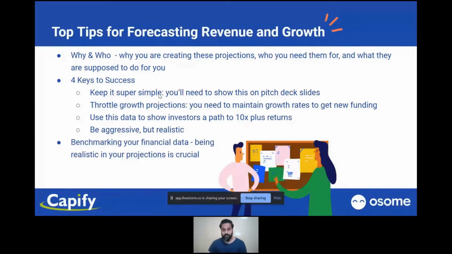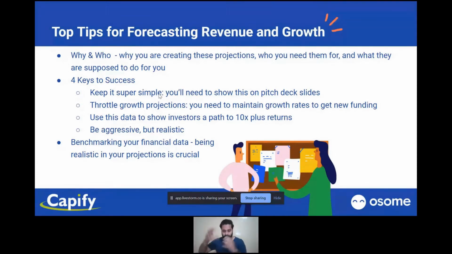Use the data to show investors the path that will give them 10 times the return on investment. Again, you need to keep it realistic, but you need to be very optimistic, and not only for investors, but for yourself as well. If you're really optimistic, if you think that within this market, within your business, you can achieve 10 times what you normally think you should, then put that in the forecast and work toward it.